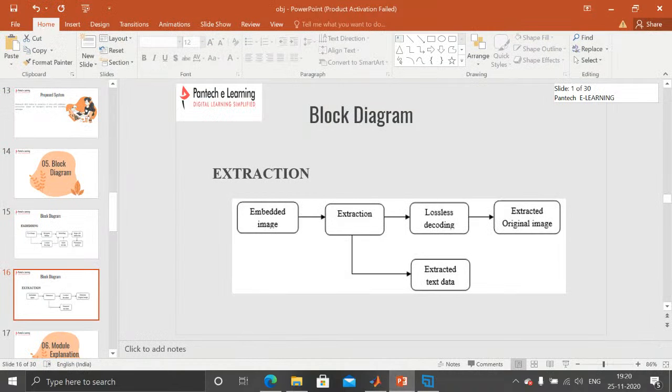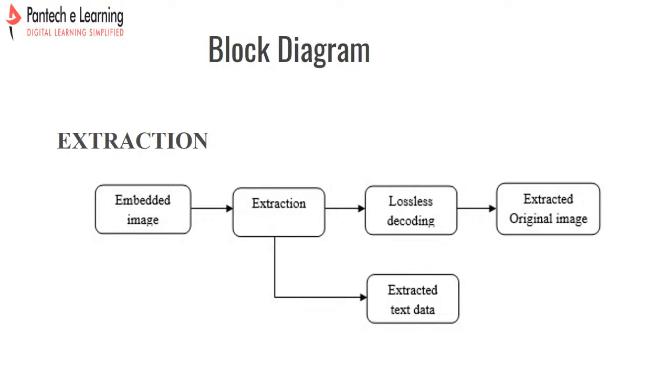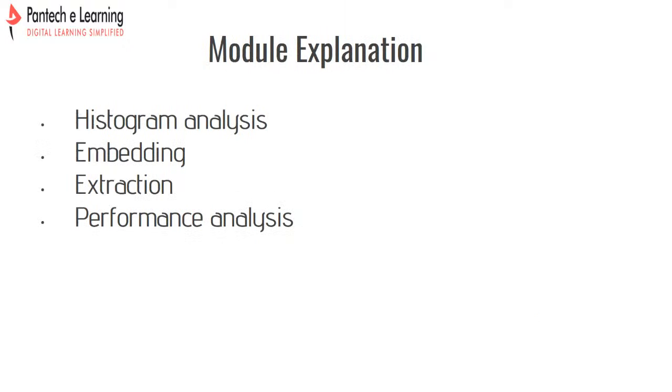So now let us see the modules. Within this project we have four modules: histogram analysis, embedding, extraction and performance analysis. Among these, histogram analysis as well as embedding come under transmitting or encoding the data. Extraction comes under decrypting the data, whereas performance analysis is common for both encoding and decoding the data. In that way we have split up the modules.